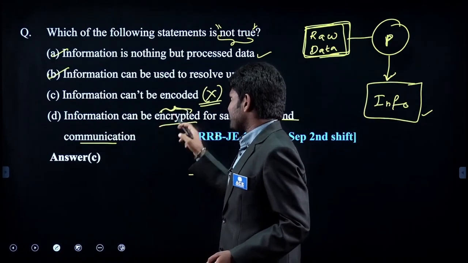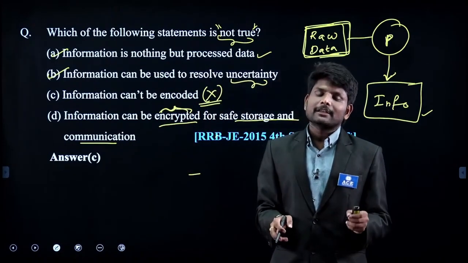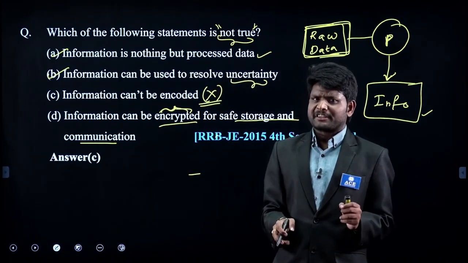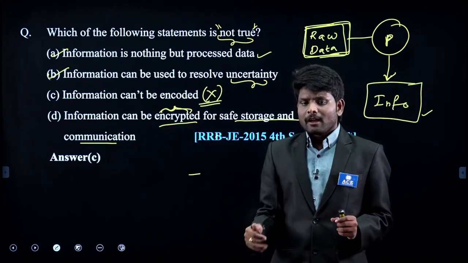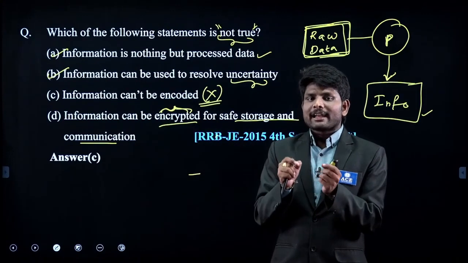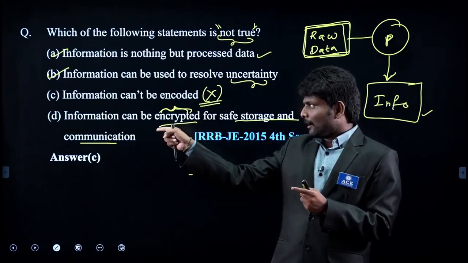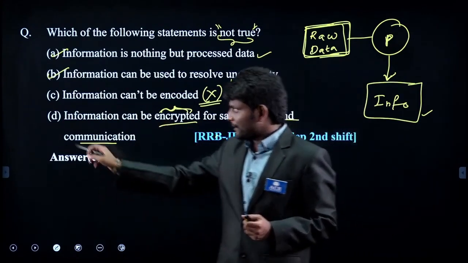We will convert the information into unreadable text so that we can maintain secrecy of the information. Whoever is the intended receiver can decrypt it to read the actual message. Except the receiver, no one else can read that information. So this statement is also true.